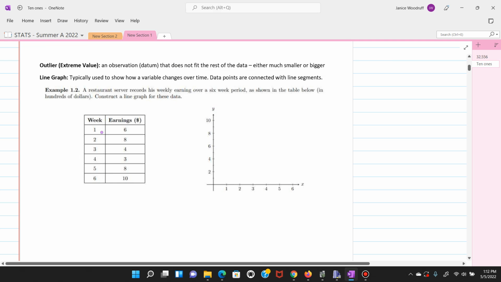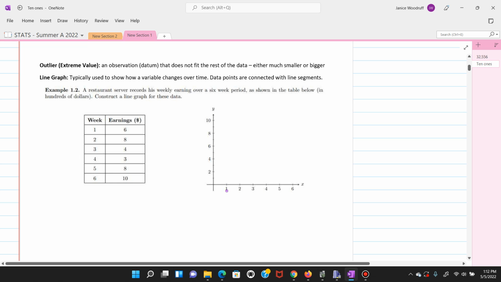All right, so a restaurant server records his weekly earnings over a 6-week period as shown on the table below. Construct a line graph. So you have your weeks, which are set up on the x-axis, and your earnings are set up on the y-axis. It's always going to give you the x and then the y.